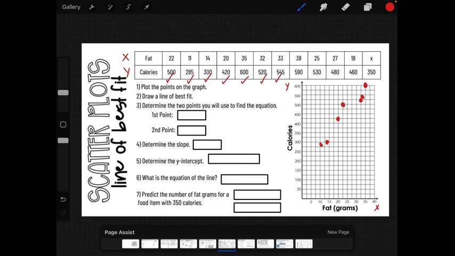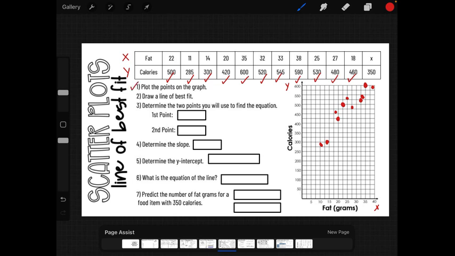38 and 590. 25 and 530. 27 and 480. 18 and 460. Perfect. The last one says x and 350. We will figure out what that x is in a minute.